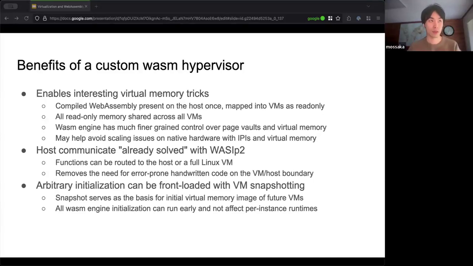So it looks like you're using WASI-P2 as the host-guest boundary for communication, like device I/O. How does it compare in contrast to the more standard virtio way?